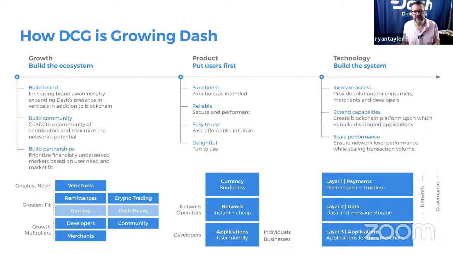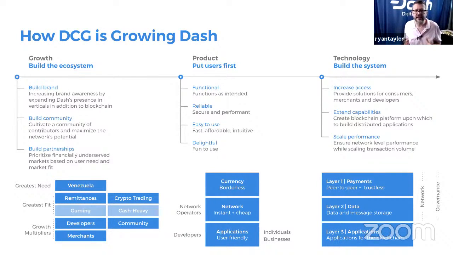So this is a slide that many of you have seen many, many times, so I won't spend a lot of time here. We do have focus areas that we're concentrating on for growing our ecosystem, particularly Venezuela, remittances, and trading have been the areas that we've seen the greatest success and have really doubled down.